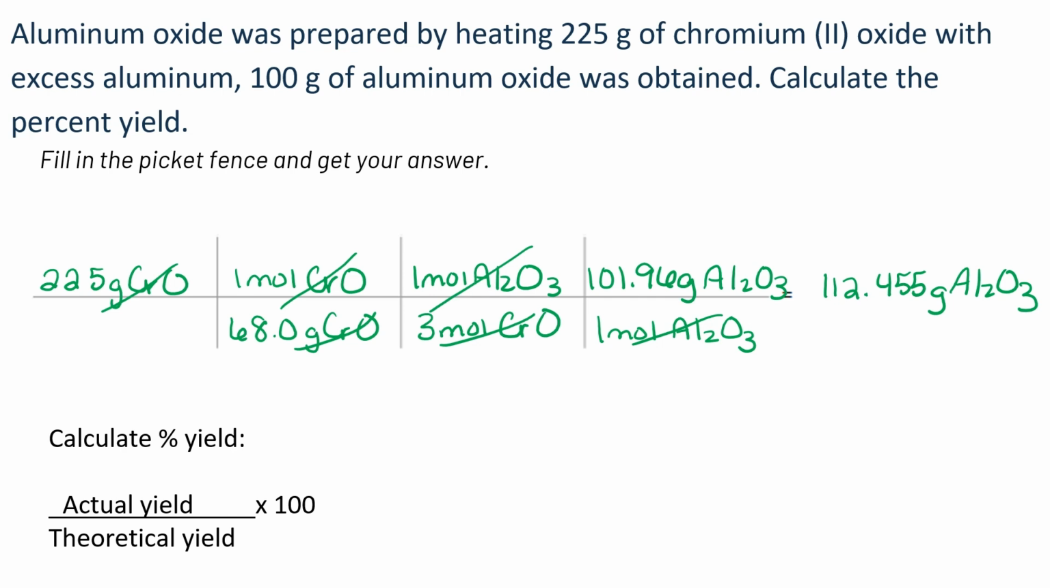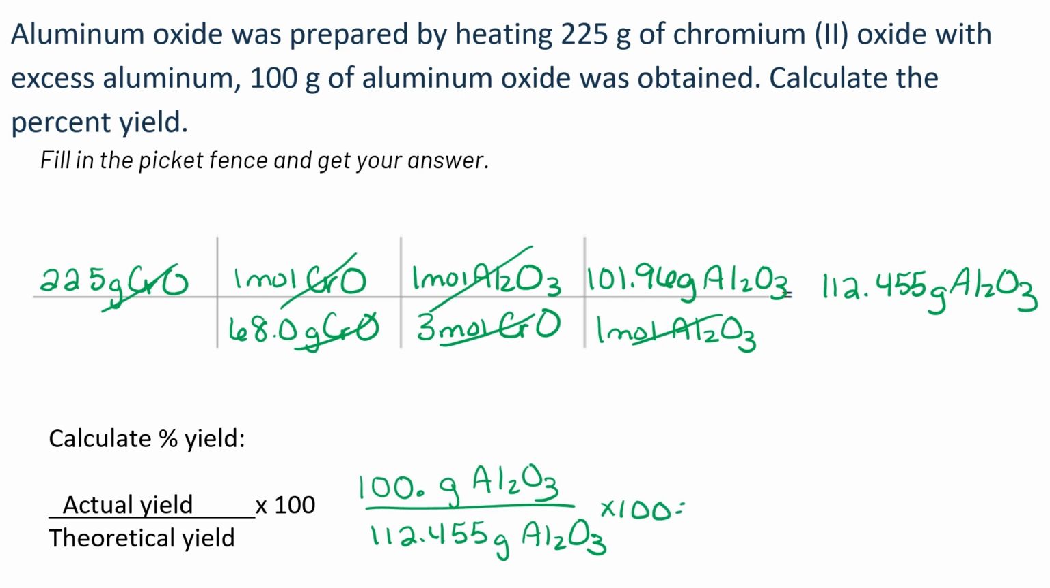And then I'm going to put that in my calculator. Or no, I'm going to get my percent yield. So my actual yield is 100 grams of aluminum oxide. My theoretical yield is 112.455 grams of aluminum oxide. And this is going to give me 88.9% yield. So that is all the notes we have on this.